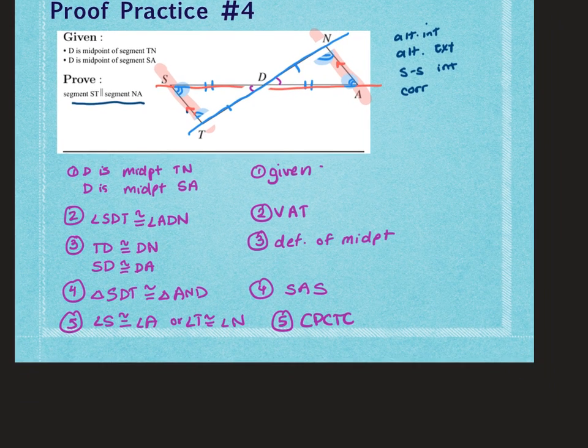And then from there, we could state that the lines are parallel. ST is parallel to NA, and the reason is the alternate interior angles theorem converse.